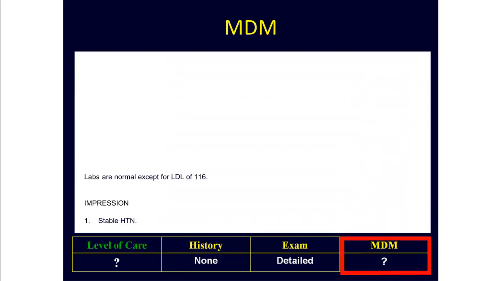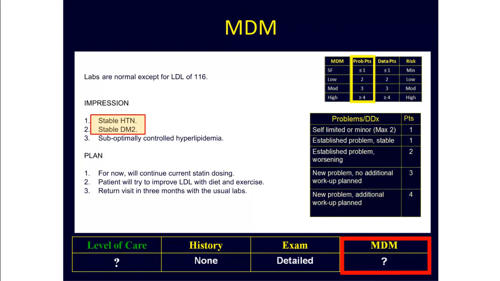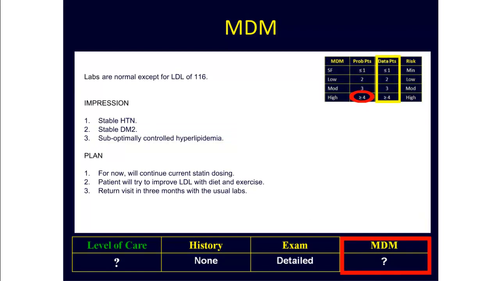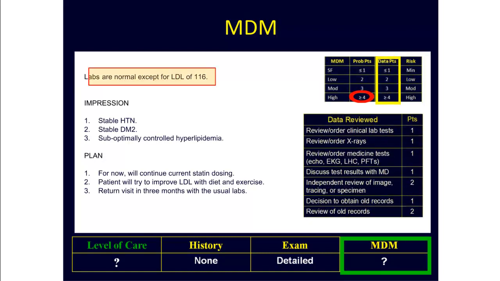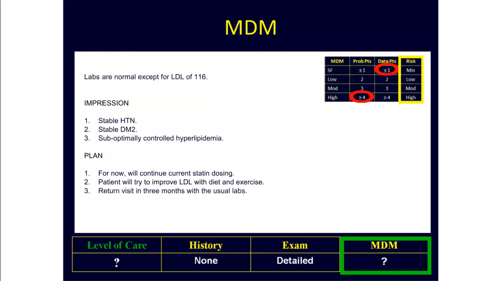Looking at the medical decision-making and starting with the problem points first, here we have 2 stable problems of hypertension and diabetes, which are worth 1 point each. Next, we have suboptimally controlled hyperlipidemia, which is worth 2 problem points. This adds up to a total of 4 problem points for this encounter. The next step is to check the data points. Looking at the data points, here we looked at labs, and we also ordered labs, which gives us only 1 data point. The next step is to check the risk.